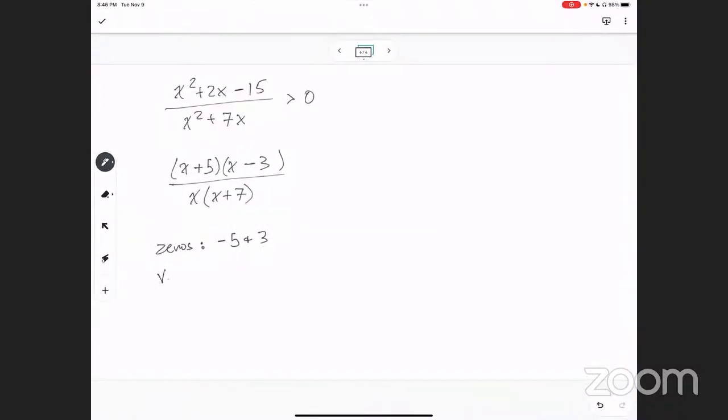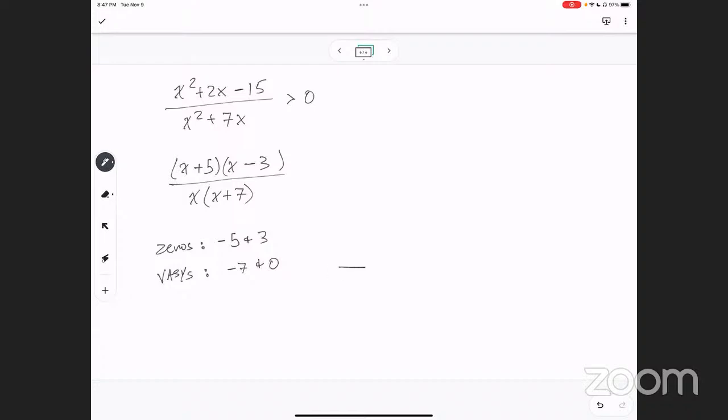What are my VAs? -7. -7, and you're missing one. What's this one give you? People always forget this. -x. Set this equal to 0. It's just 0. Not at -x, it's 0. Right? You understand that? We're setting all those equal to 0, so it's just 0.